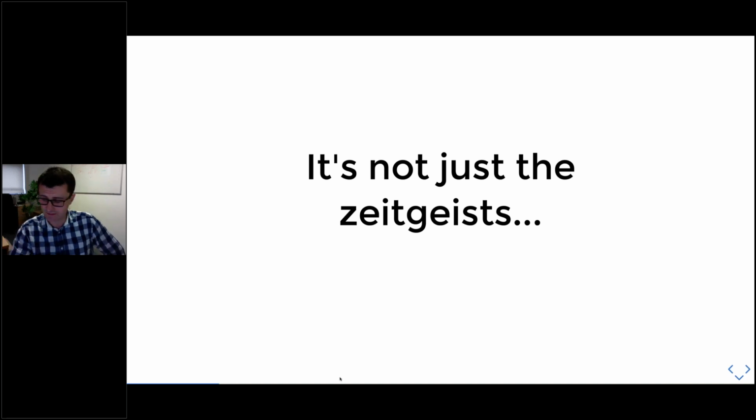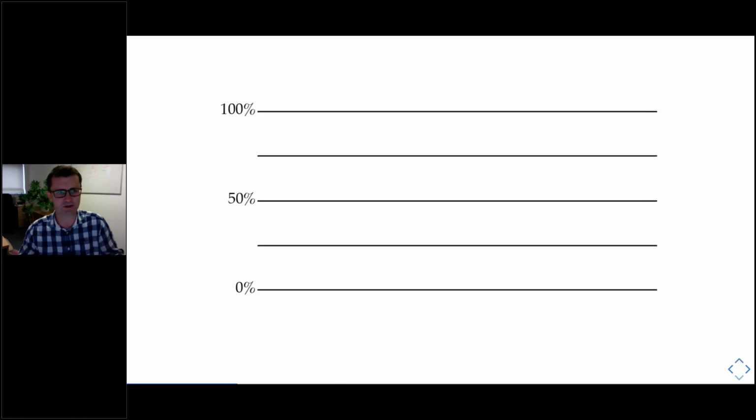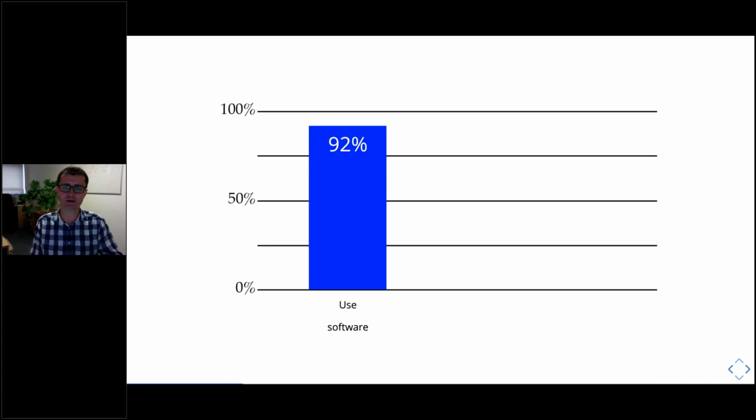So it's not just these big developments. We needed to look at how much software was being used in the research community, and we did that in 2014. And we ran the first survey of software use across 15 Russell Group universities, which are the research-intensive universities within the UK. And based on 500 results, we found that 92% of researchers said they were using research software.